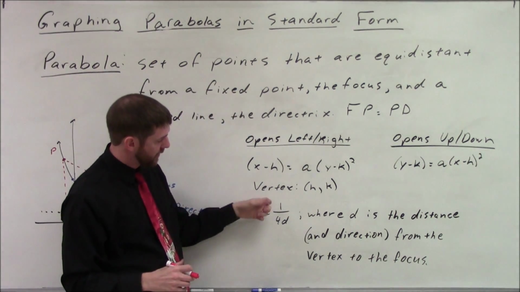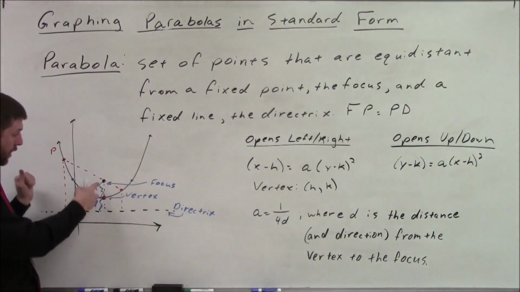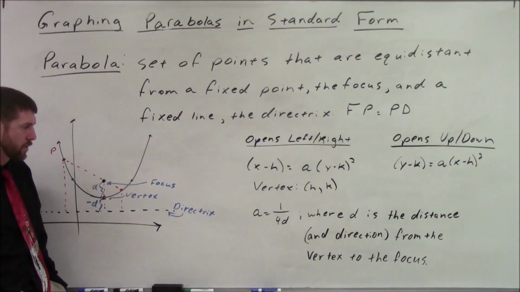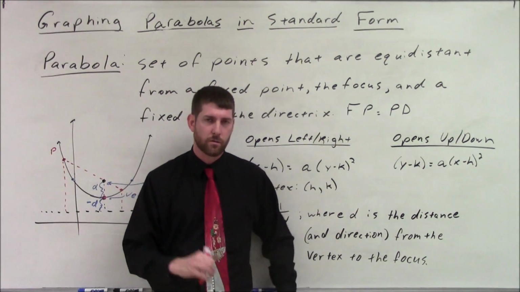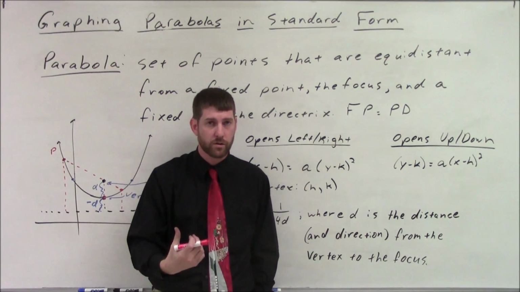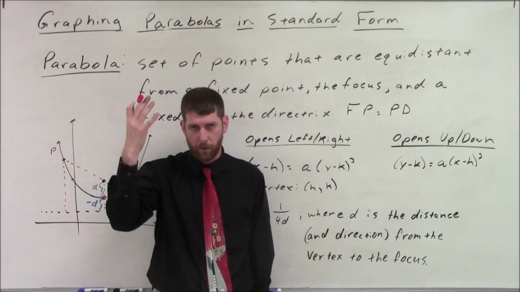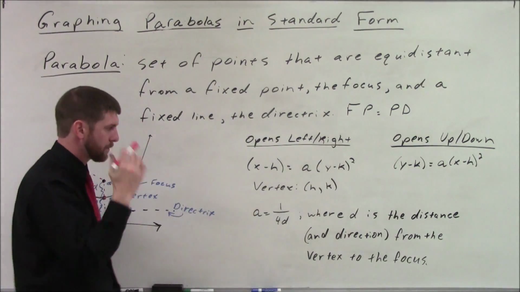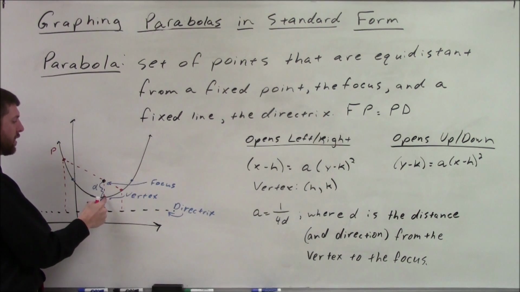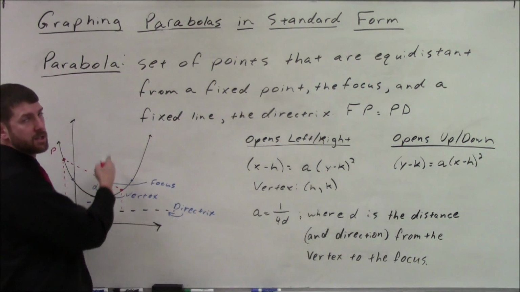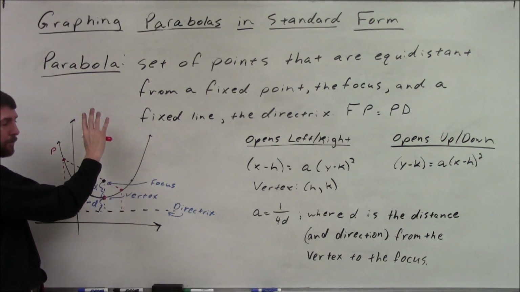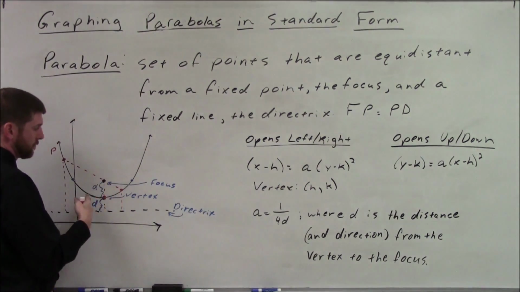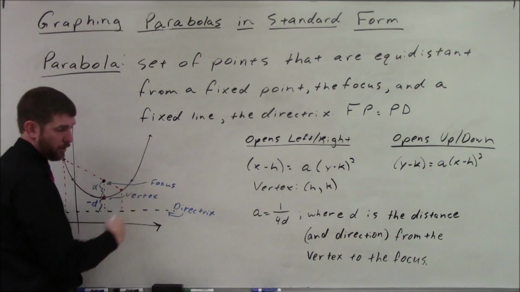So the way we shape this graph is that A is always equal to 1 over 4D, 1 over this distance between the vertex and the focus. And the reason I put the D as the distance from vertex to focus is because it really gives us the direction. If you'll remember before with quadratic functions, if A was positive, our graph opened upward. If A was negative, our graph opened downward. Well, it's the same idea. If A is positive, then to go from the vertex, we're going to add that D value to get to our focus. And that's going to tell us if we added vertically, it would open our graph upwards. If we added horizontally, it would open our graph to the right.